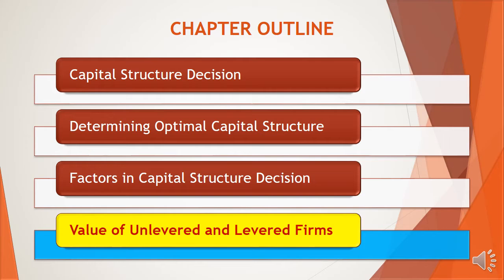Chapter outline. There are 4 topics that we'll cover in this chapter. The first one is capital structure decision. Next is on determining optimal capital structure. Next is on the factors in capital structure decision, and the last one is on value of unlevered and levered firm. In this video, I will only explain regarding the topic value of unlevered and levered firms.